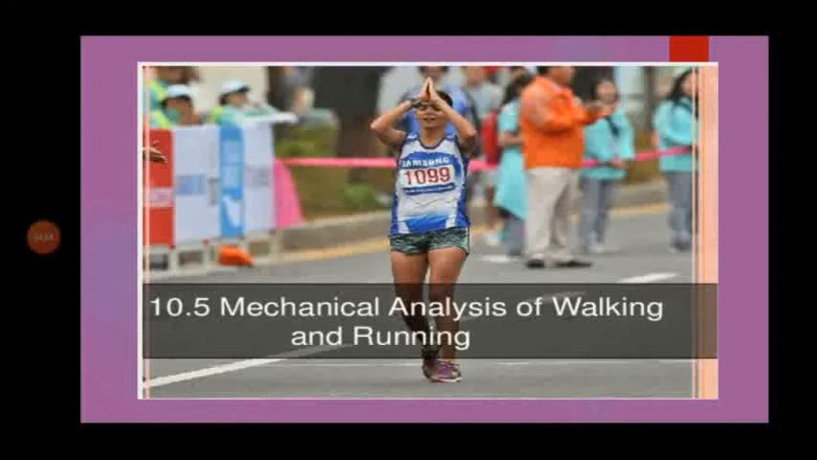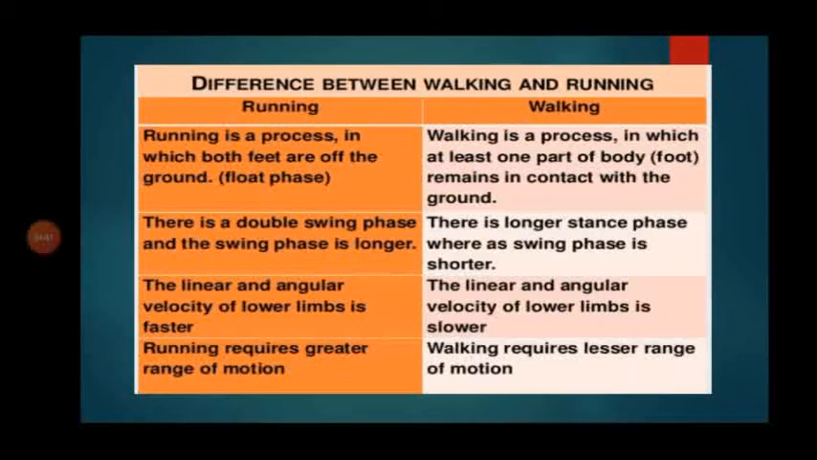Now let's pass on to the mechanical analysis of walking and running. What is the difference between walking and running? Running is a process in which both feet are off the ground. That is called the float phase. Walking is a process in which at least one part of the body or foot remains in contact with the ground. There is a double swing phase, and the swing phase is longer in running. There is a longer stance phase, whereas the swing phase is shorter in walking.